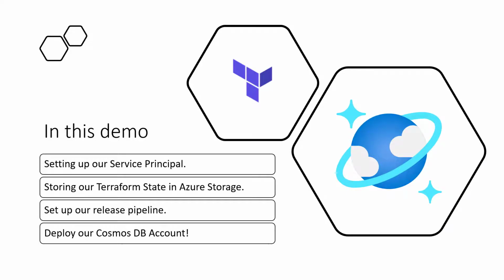We're going to build our release pipeline to deploy our Azure Cosmos DB account to Azure using Azure DevOps. First up, we'll create our service principal, and I'll explain why we need to do that. We'll then set up our storage account to host our Terraform state file. And then once we have that set up, we'll create our release pipeline that we will use to deploy our Azure Cosmos DB account to Azure.